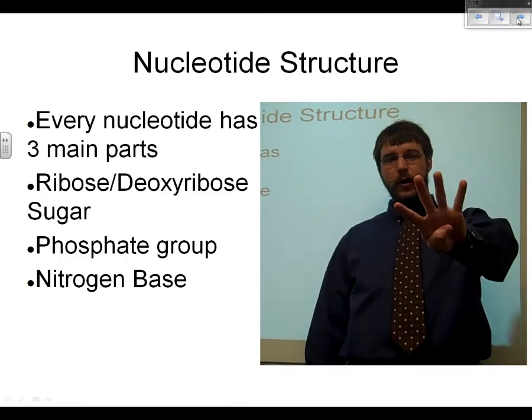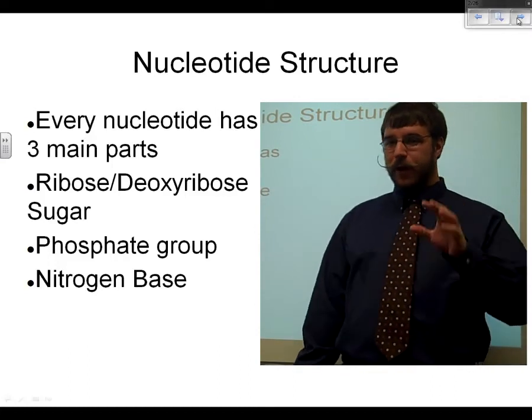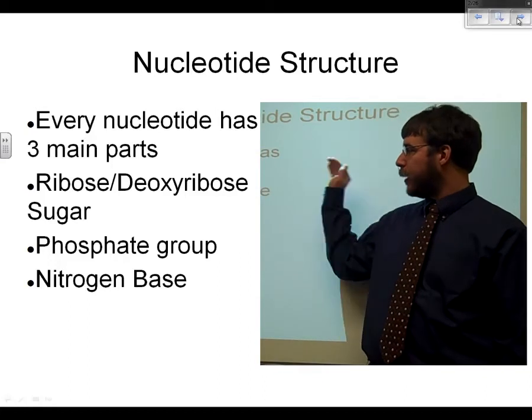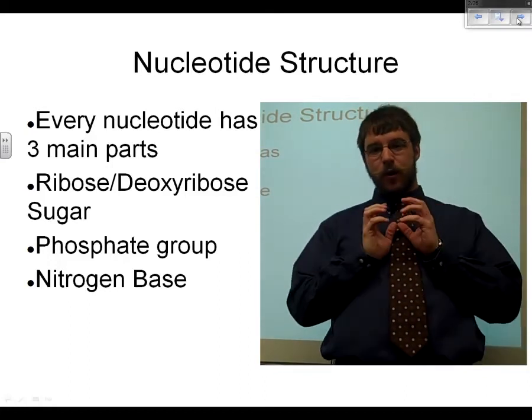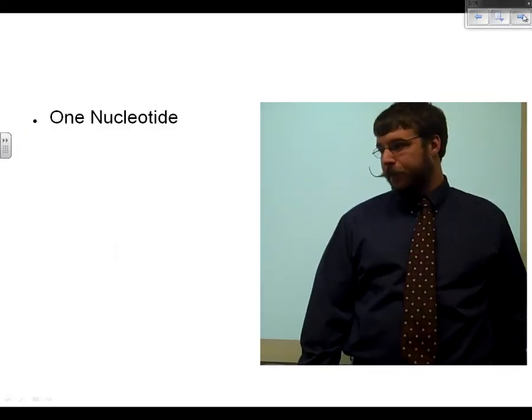Now there are four main nitrogen bases, and it could be any one of the four. Each nucleotide has these three components. So when you're making your nucleotides in class, you're going to be cutting out a lot of sugars, a lot of phosphates, and a lot of nitrogen bases. Then you're going to assemble some nucleotides. Then you're going to make a little bit of DNA.